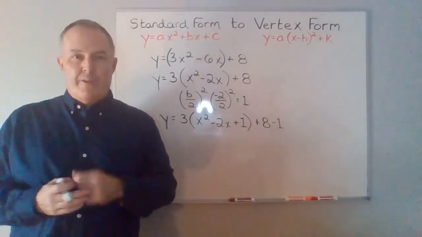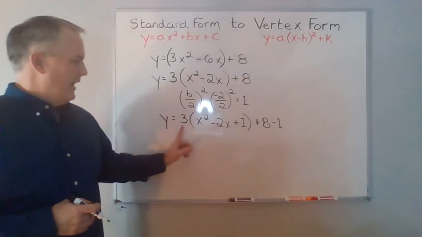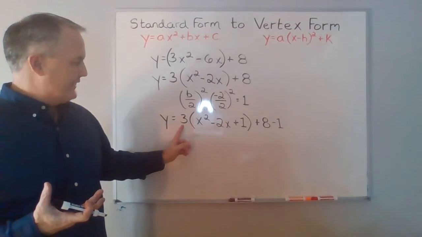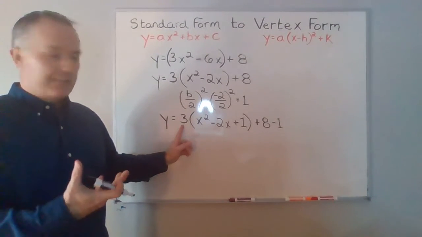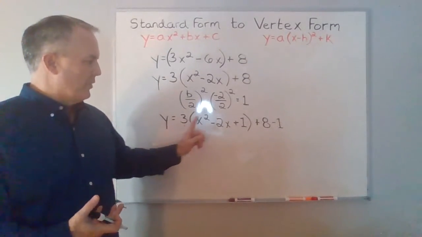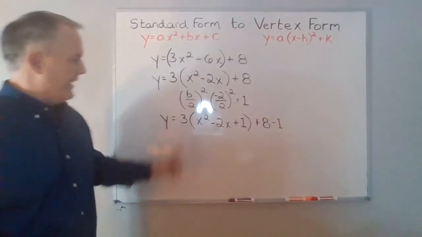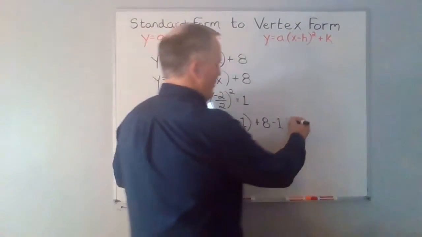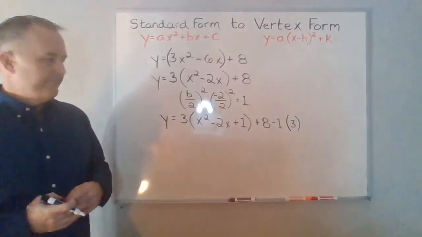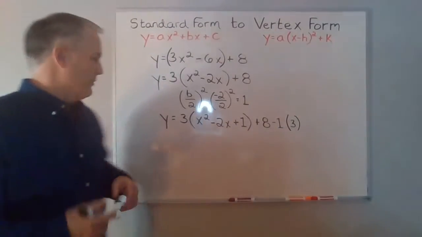Now, one thing we have to add to this. Technically, this 1, I would eventually multiply by the 3, because it's the distributive property. If I want to incorporate the 3 back into the trinomial, I've got to multiply everything by 3. So if I have to multiply this 1 by 3, I have to do the same thing for the negative 1. So out here, whatever you factor out, you're going to multiply what you're subtracting by that same number. All right, so we're going to multiply this negative 1 by 3. Now we're ready to get to the vertex form.